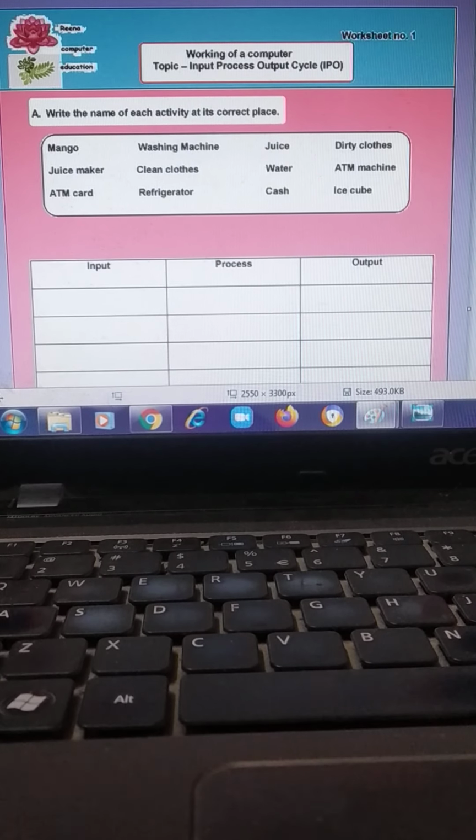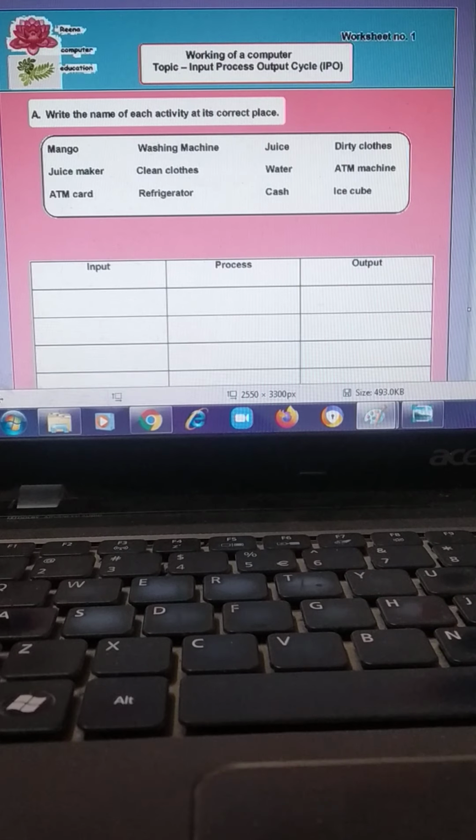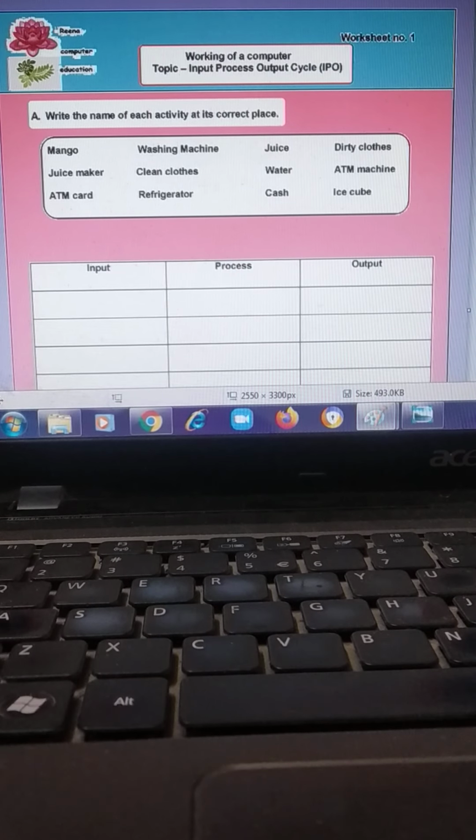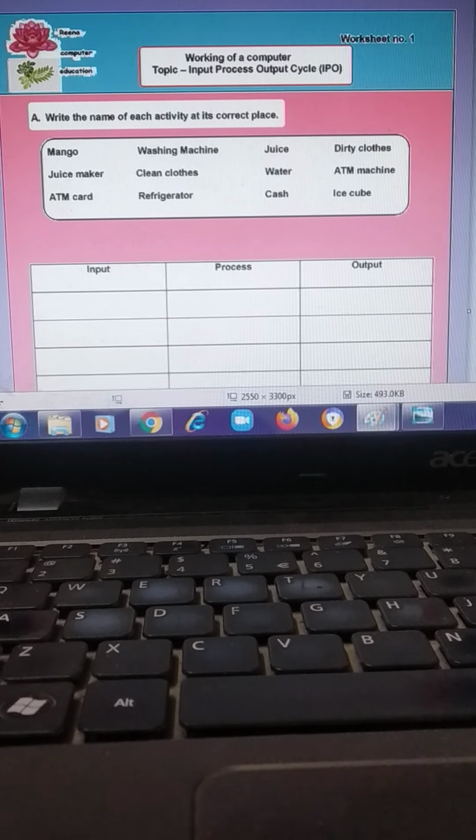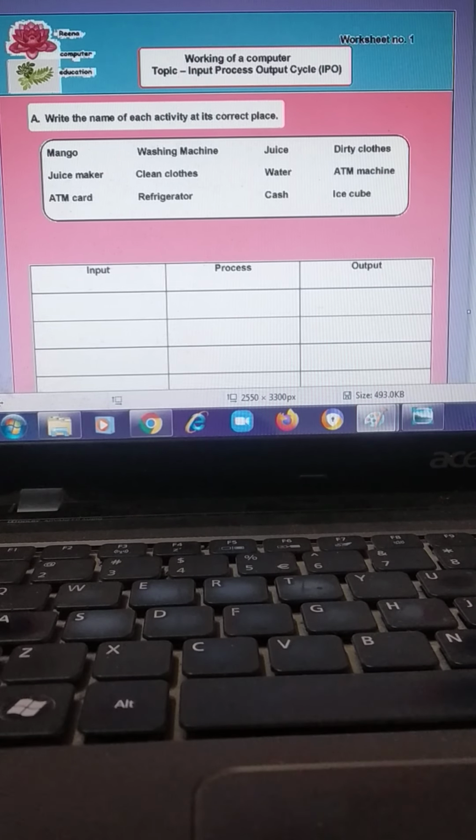Everyone, today we will learn about the working of a computer. It means how a computer works. It works on the principle of input, process and output.